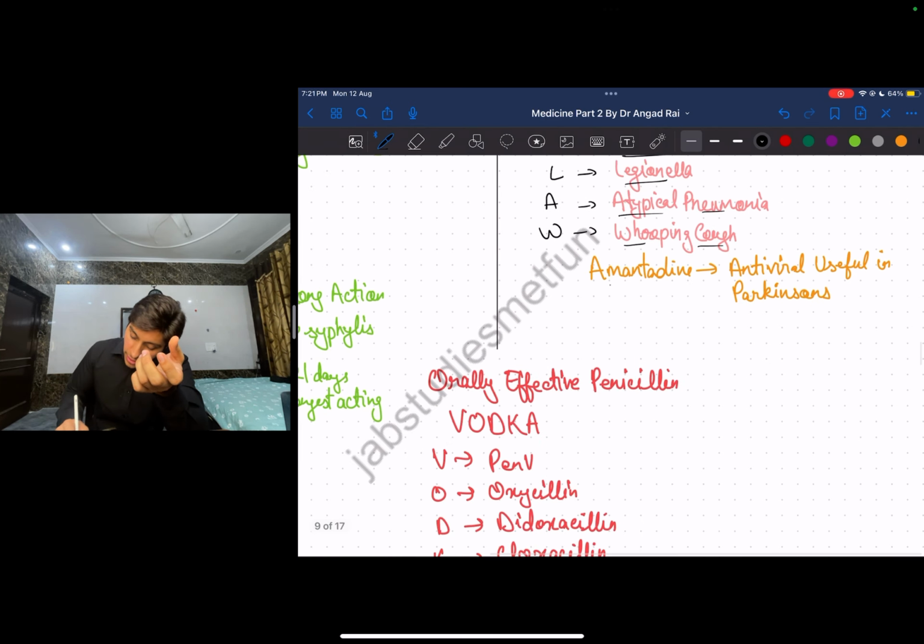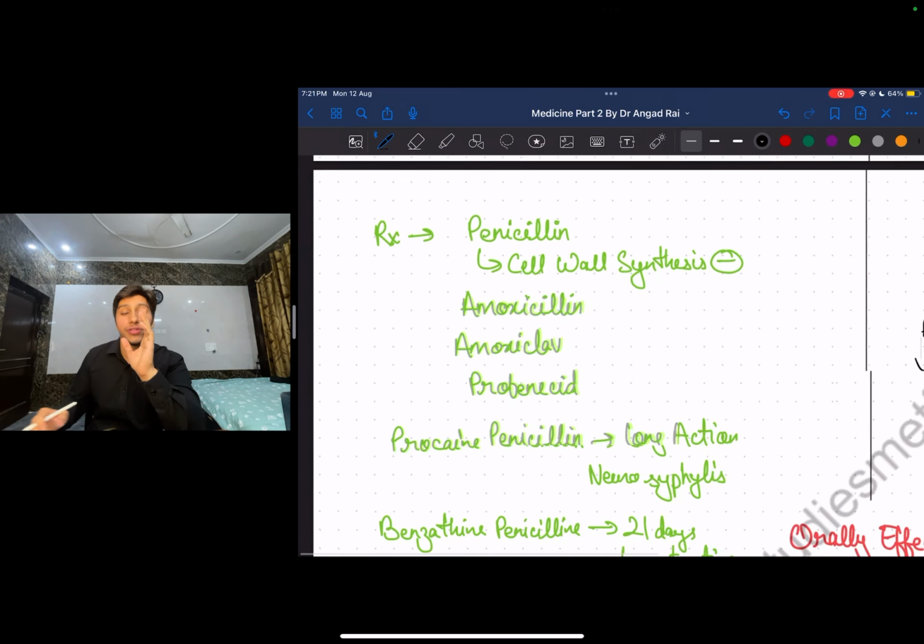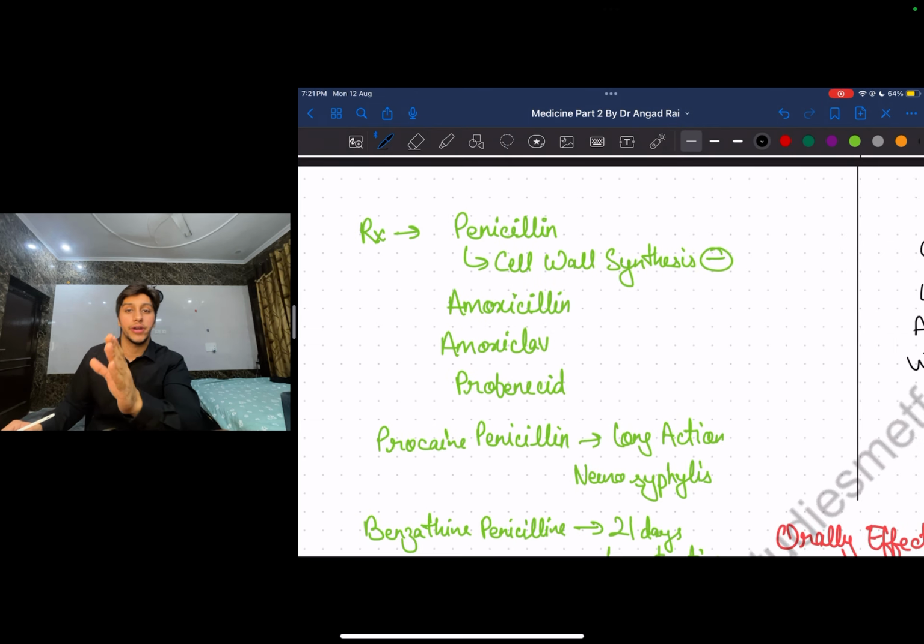Guys, amantadine is an antiviral which is also used in Parkinson's. Another point we have to remember. Now, azithromycin and all we discussed with respect to atypical pneumonia, and ribavirin as well. Now let us talk about the treatment of typical pneumonia.